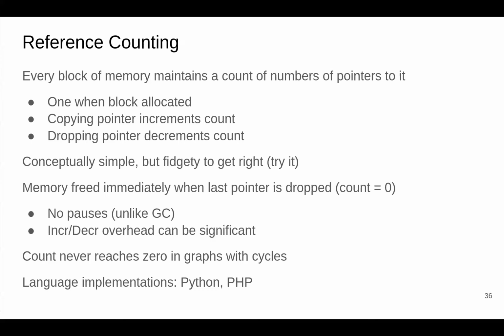The underlying object is freed immediately when the last pointer drops to 0. There are no pauses, right? This just runs very, very efficiently. But the increment-decrement overhead can be significant and complex, especially when there are cycles in a graph. Like, for example, in a doubly linked list, you will always have a count that is larger than 0. So this would never be freed, and you have to explicitly set it. For example, Python or PHP implemented these kinds of reference counting algorithms.